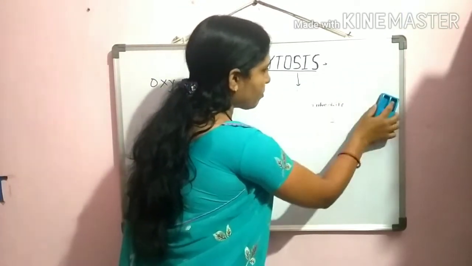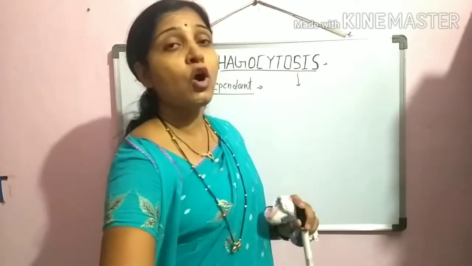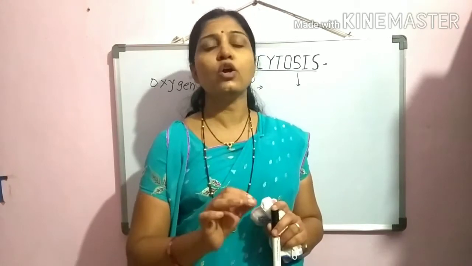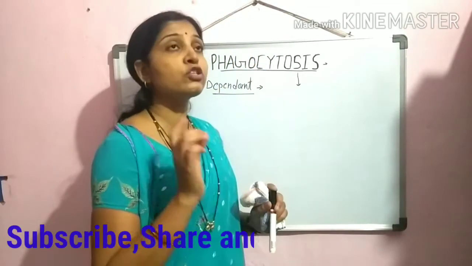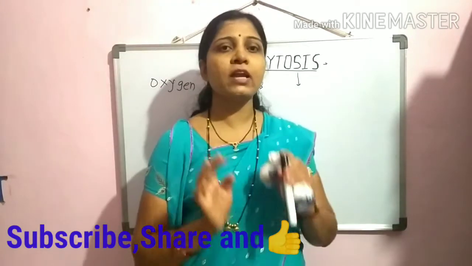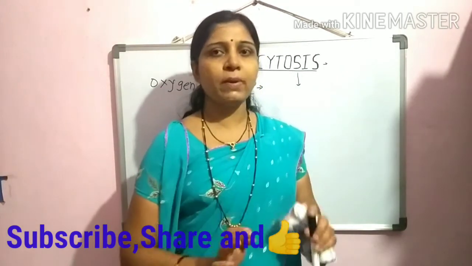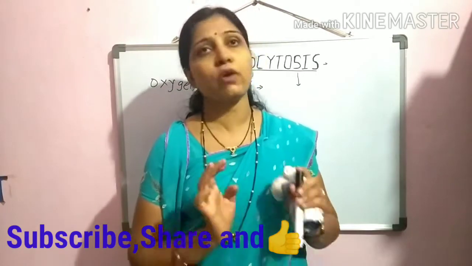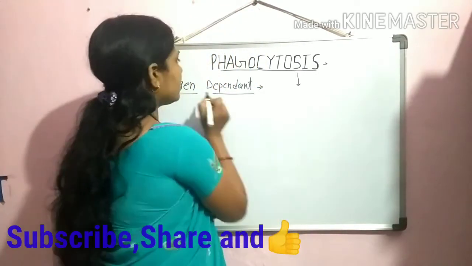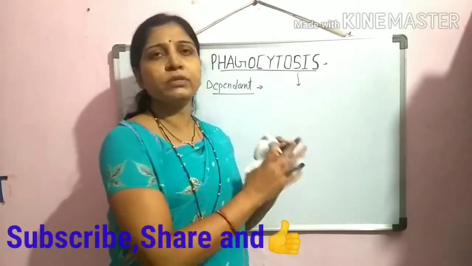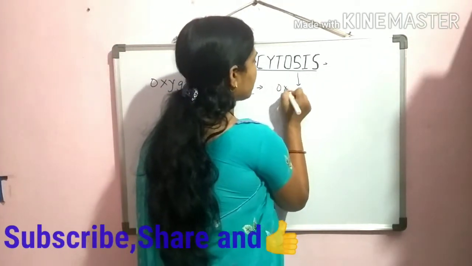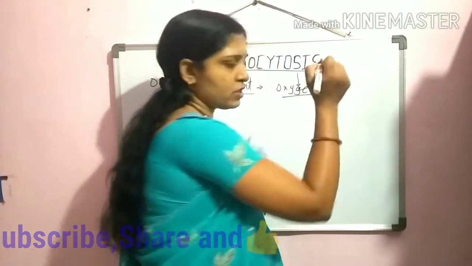There are two basic mechanisms for the process of phagocytosis. The first is the oxygen dependent killing of ingested material or ingested microorganism, and the other is the oxygen independent mechanism. Firstly we discuss how oxygen dependent phagocytosis is carried out within these phagocytic cells. The name itself indicates the specificity: there is a role of oxygen, or this process is carried out in the presence of oxygen.